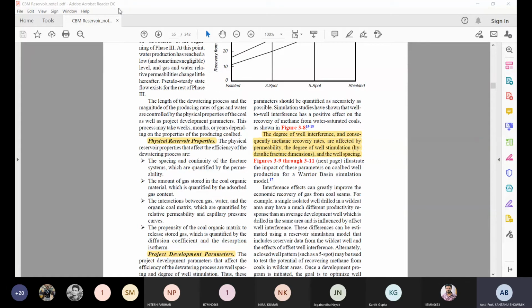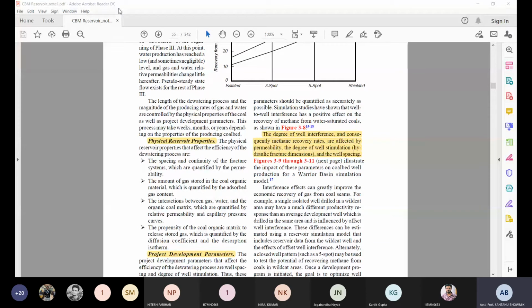So until and unless these two processes, desorption and diffusion, happen, you are not going to get a good permeability or good Darcy flow, and you will not be able to recover a very high amount of gas production. Okay, these are the reservoir properties.